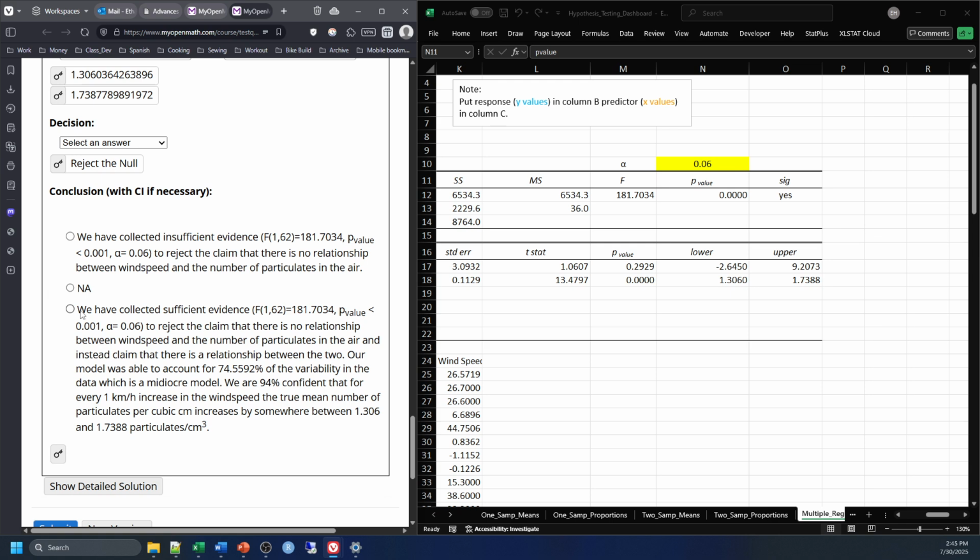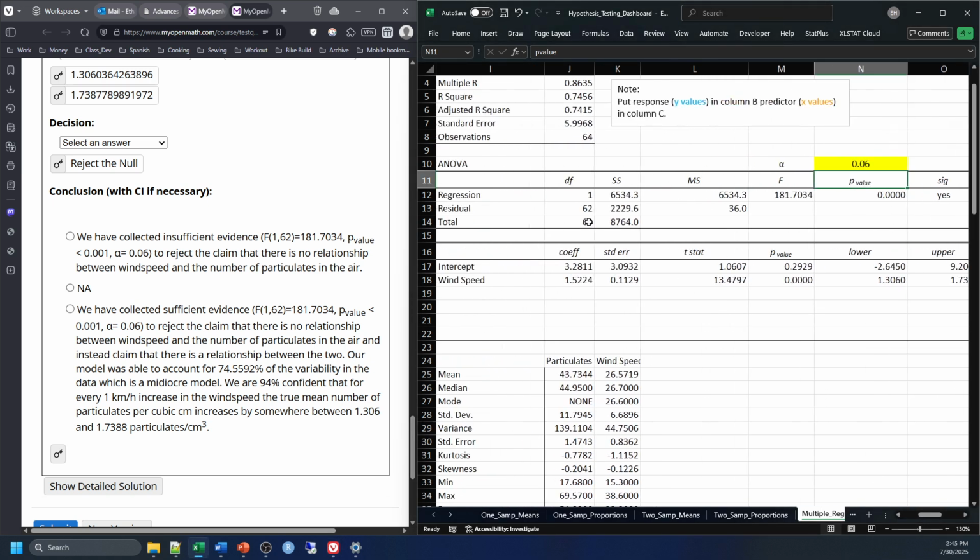And we would say that, hey, we have collected sufficient evidence. And this is how we write out our evidence in APA format. F of 1 and 81. If you want to know why, it's just these degrees of freedom. And then our F statistic, we say that our p-value is less than 0.001 and an alpha level of 0.06 to reject the claim that there is no relationship between the wind speed and number of particulates in the air, and instead claim that there is a relationship between the two.